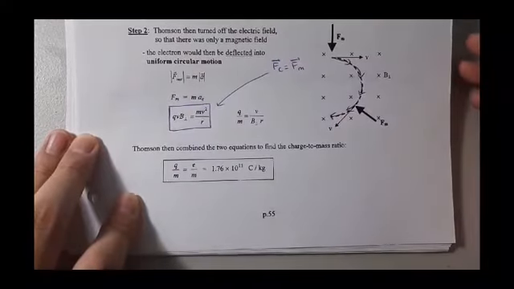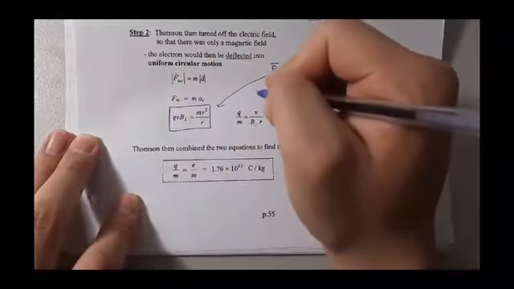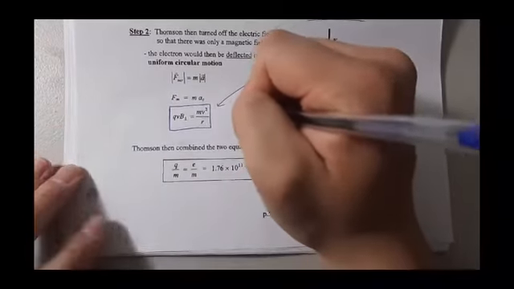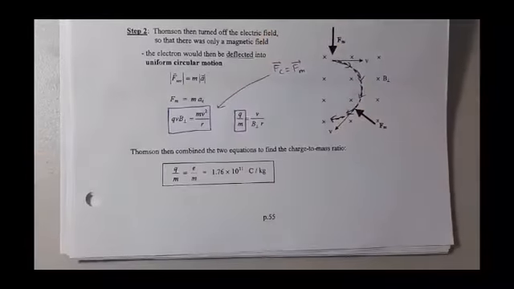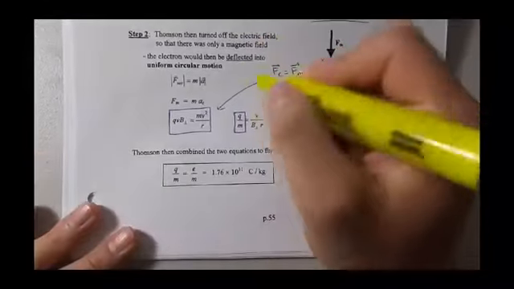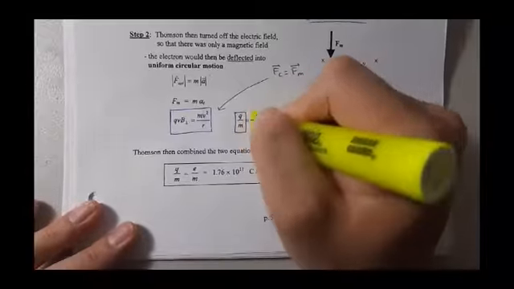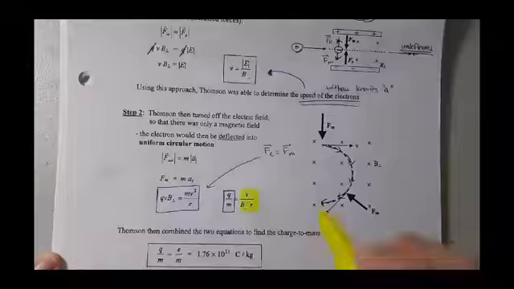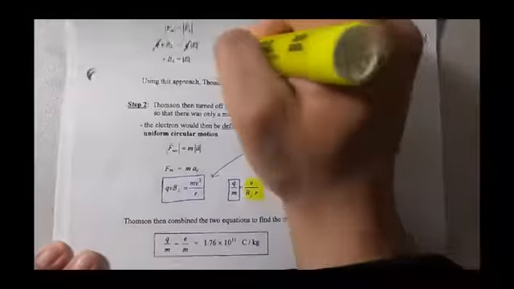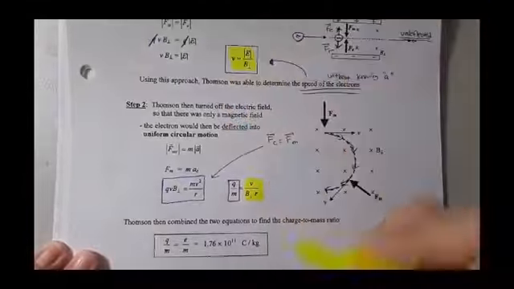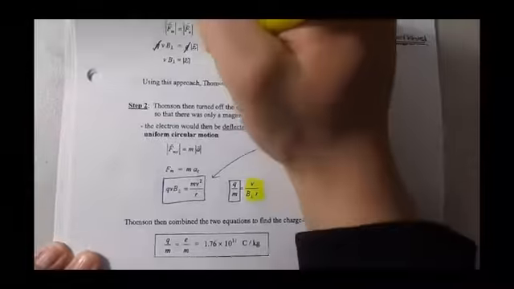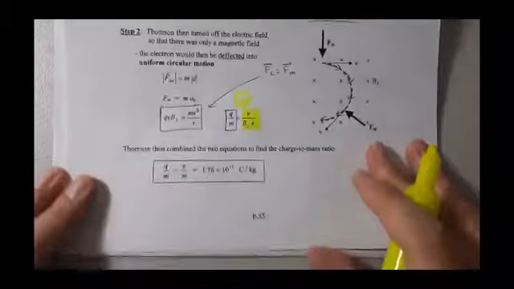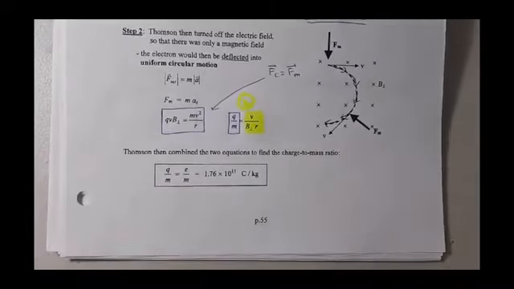What we can do is, instead of having q or m separately, we can actually combine them all together on one side, and on the other side, v over Br. We can do that. And you may notice, how can we know v? We just did that up there. So we can find velocity first, and we can find the charge to mass ratio.